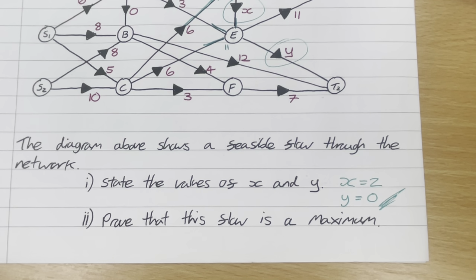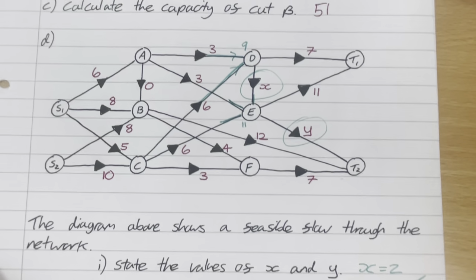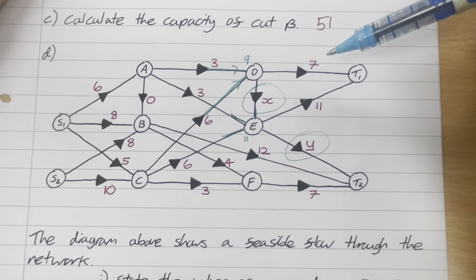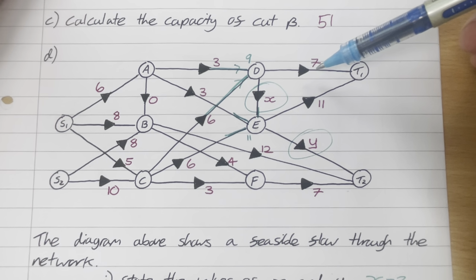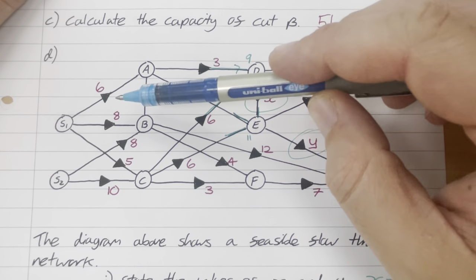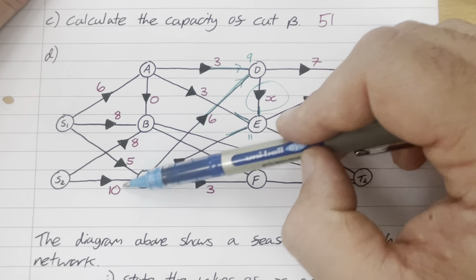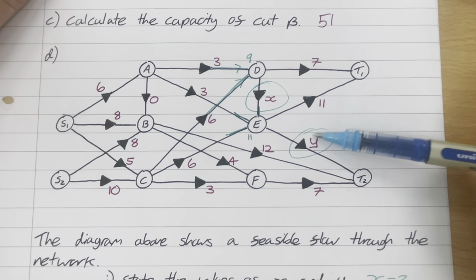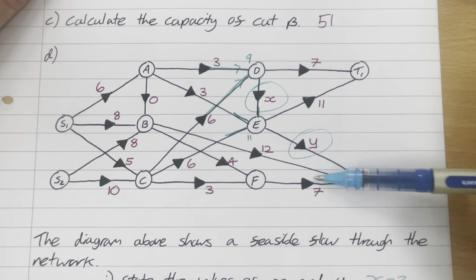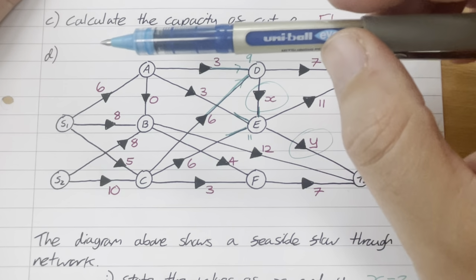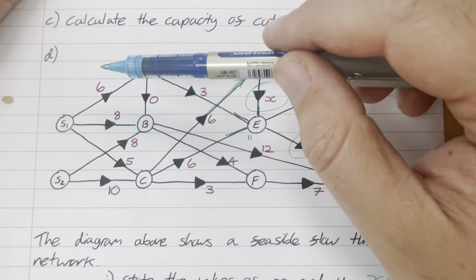And then part 2, prove that this flow is a maximum flow. Okay, so let's just consider how much flow there actually is through this network. We can do that quickly by summing all of the arcs out of the sources, or we can do that by summing all of the arcs going into the sinks. They should be the same number. In fact, they have to be the same number for a feasible flow.